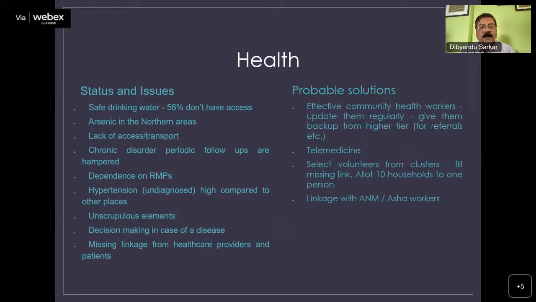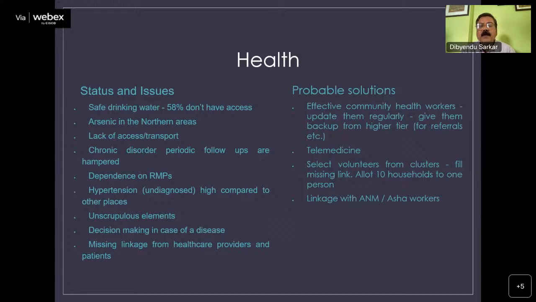Undiagnosed hypertension is pretty high. Some research papers have pointed this out compared to other places. And then unscrupulous elements are also making money out of the ailments and all those things. Decision making in case of a disease is a major issue, and there is a missing linkage between healthcare providers and patients.